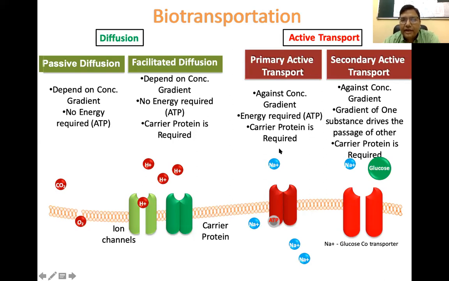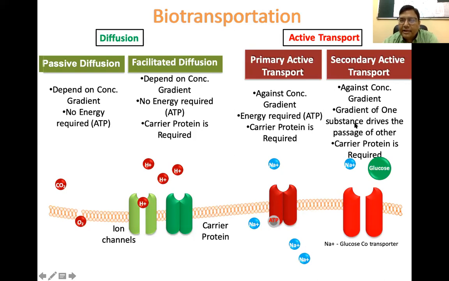In both these active transportations, the basic transportation is occurring from a lower concentration to a higher concentration. That is, against the concentration gradient. So in the primary active, the energy is provided from the ATP, and there is a requirement of a protein molecule. The ATP binds over here, and then the molecule is transported across the biological membrane.